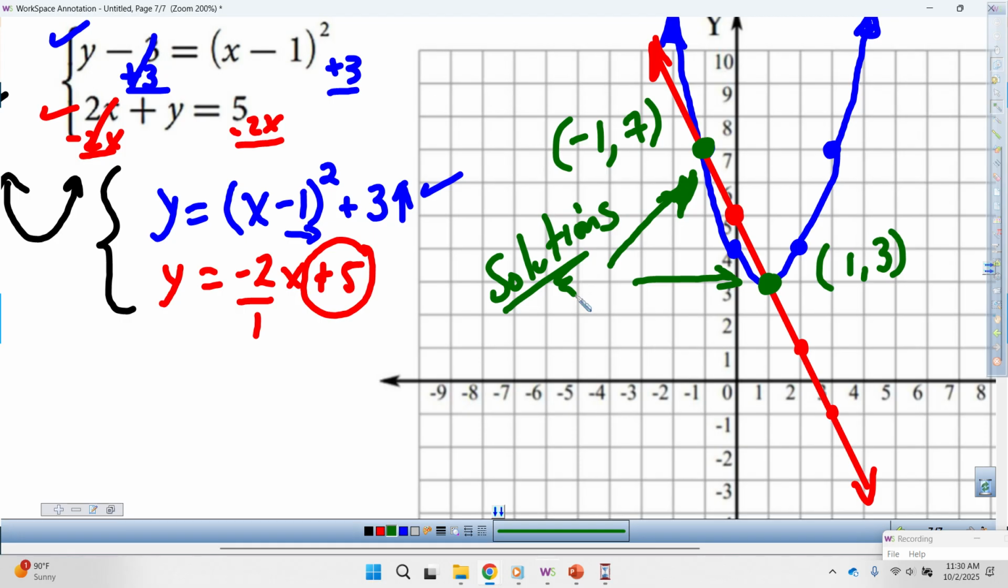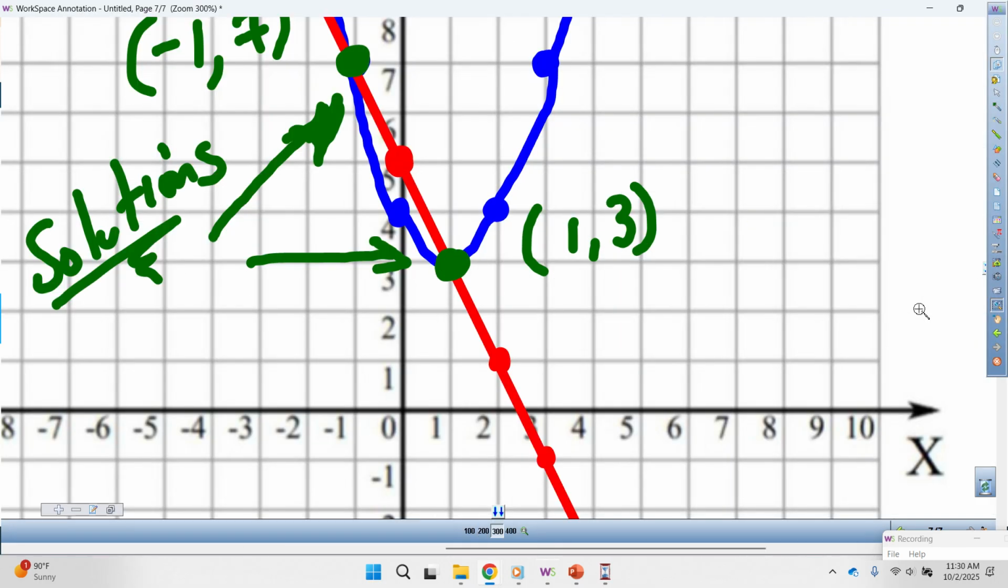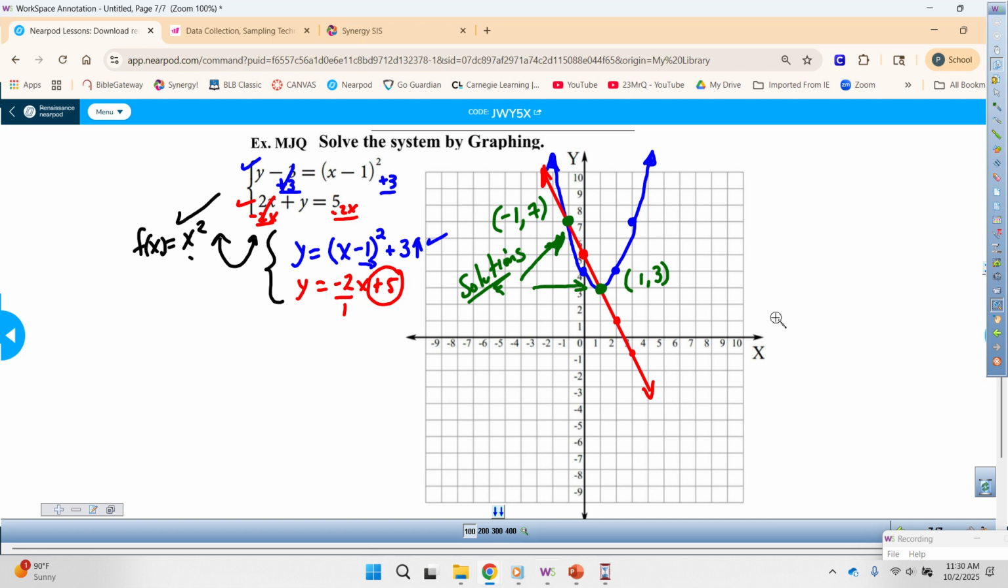All right. So let me recap. Let me zoom out really quick. Here it goes. What is the first thing we did? They gave us a system with a quadratic and a linear. What did we do? Change both of them to Y form. Here they are, blue and red. From there, what did we identify? That the top one is a quadratic.